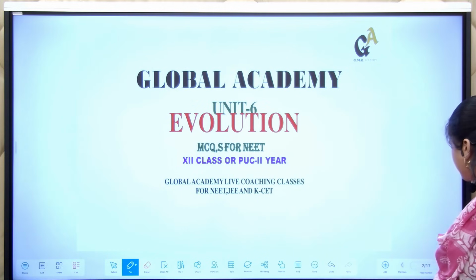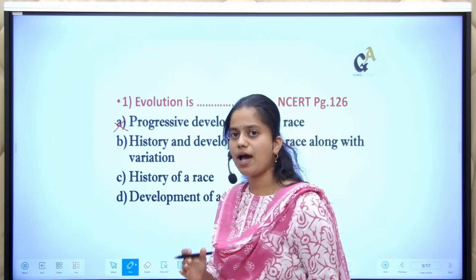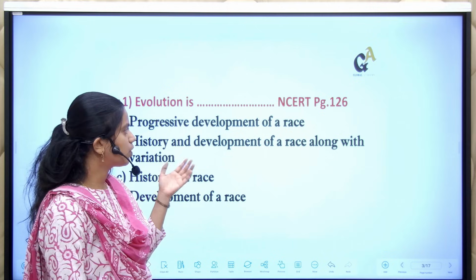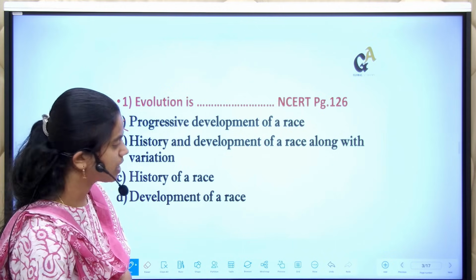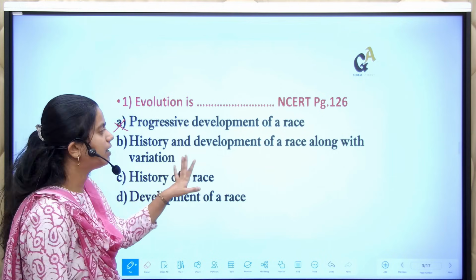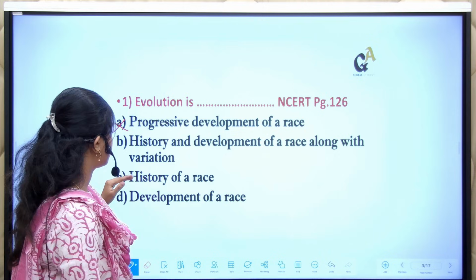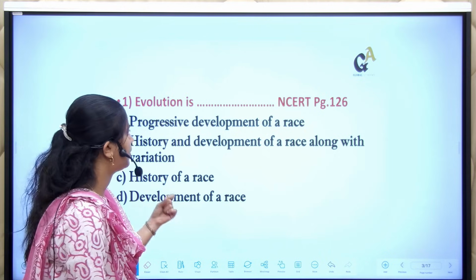In this class, we will study the MCQ questions related to NEET from the chapter evolution. Let us discuss the first question: evolution is a, what have they asked? They have asked the definition of evolution. Option A: a progressive development of a race. Option B: history and development of a race along with variation. Option C: history of a race. And D: development of a race.